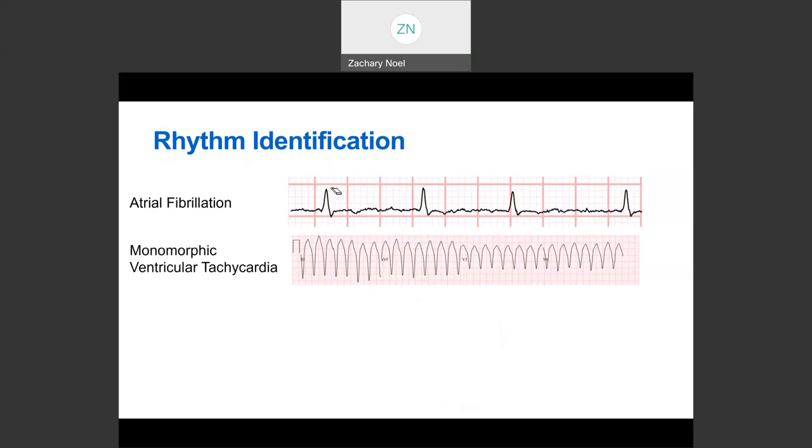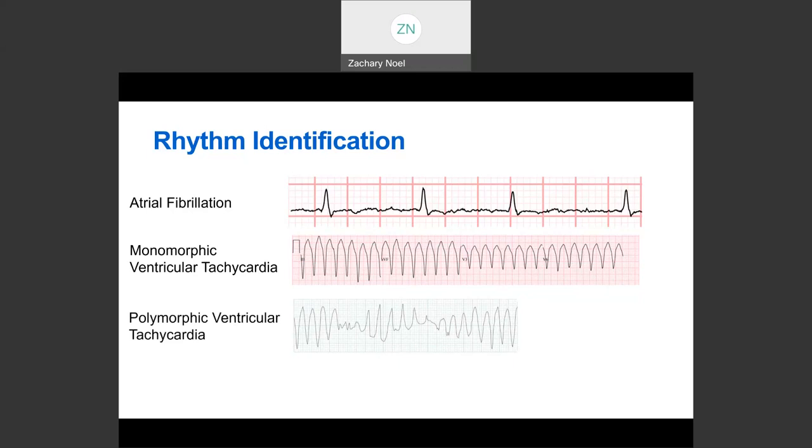In terms of monomorphic ventricular tachycardia, it's called monomorphic because the morphology of this QRS complex is unchanging over time. We see a very consistent tombstone-like appearance. It is a regular rhythm, regular in the sense that the time between the QRS complexes is the same, which of course we contrasted to atrial fibrillation.